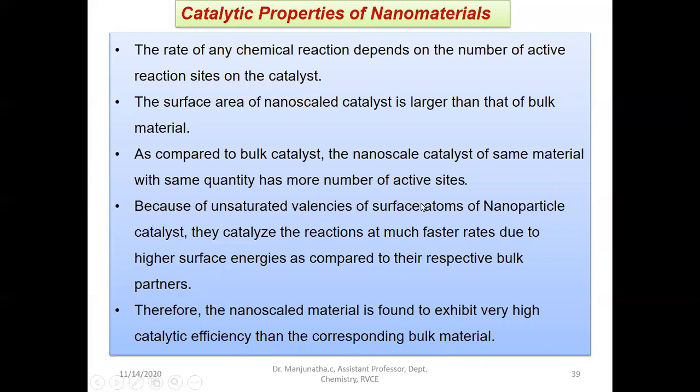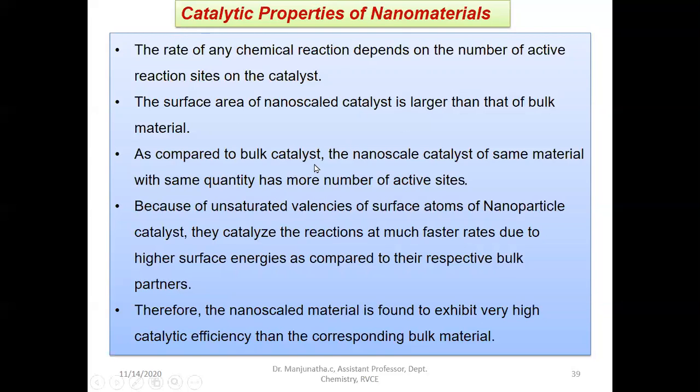Next, let us briefly understand the catalytic properties of nanomaterials. So we know that a catalyst is a substance which enhances the rate of the reaction in most chemical reactions, because the catalyst provides the surface and also the active sites for the reactants to sit and react to yield the product. The rate of the reaction depends on the number of active sites of the catalyst, as we all know. If the surface area of a nanoscale catalyst is larger than the bulk material, you can expect more yield if you use a nanoscale catalyst rather than bulk material.